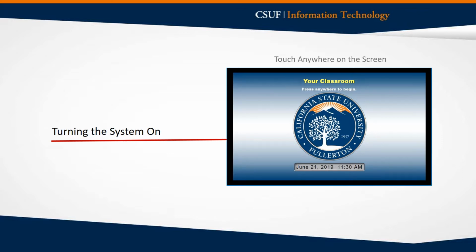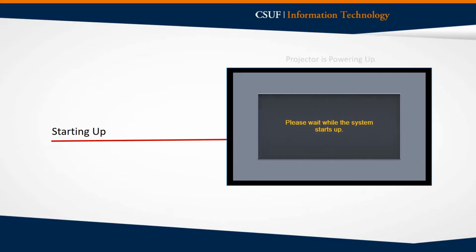To get started, touch anywhere on the touch panel screen, or simply press the physical on button of your touch panel. While the projector turns on and the system is warming up, the touch panel will display a message on the "Please wait until the system starts up" page. The message will clear when the classroom system is ready for use.